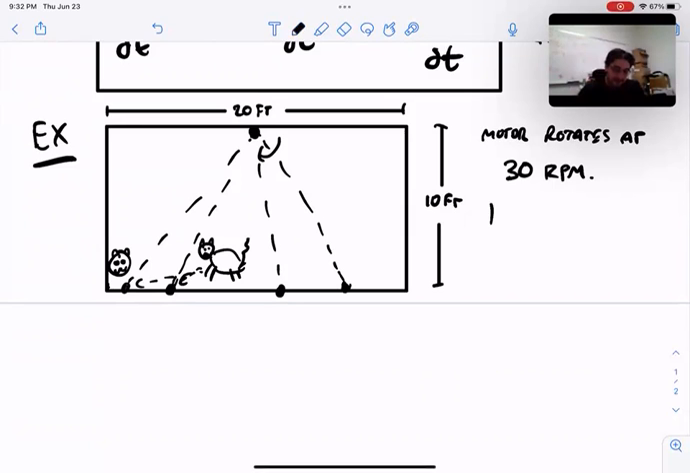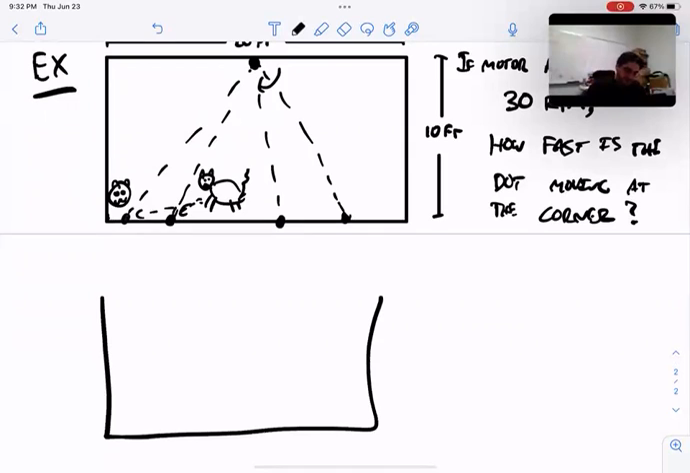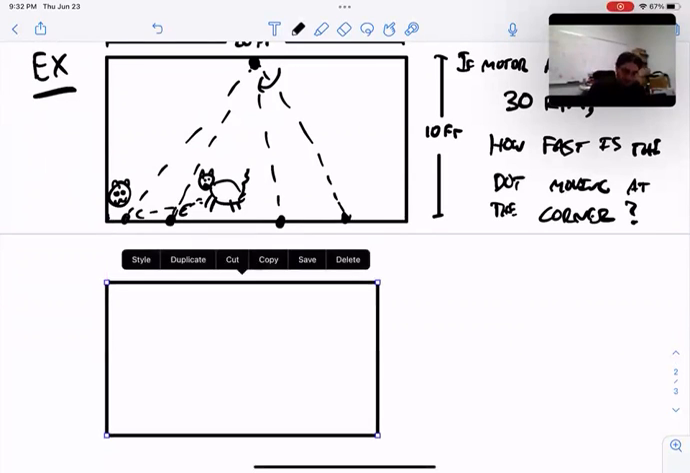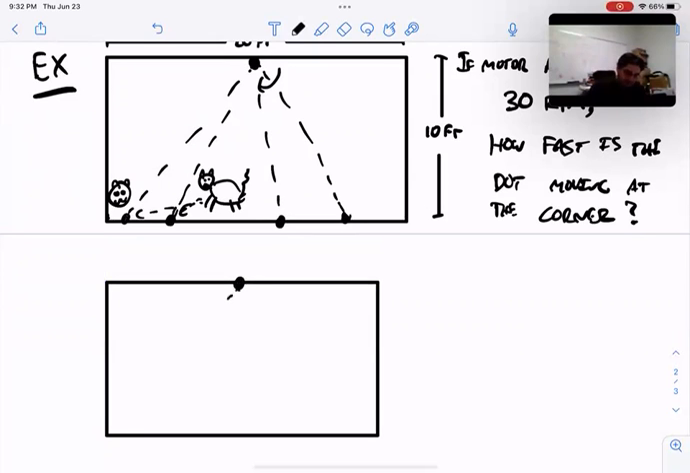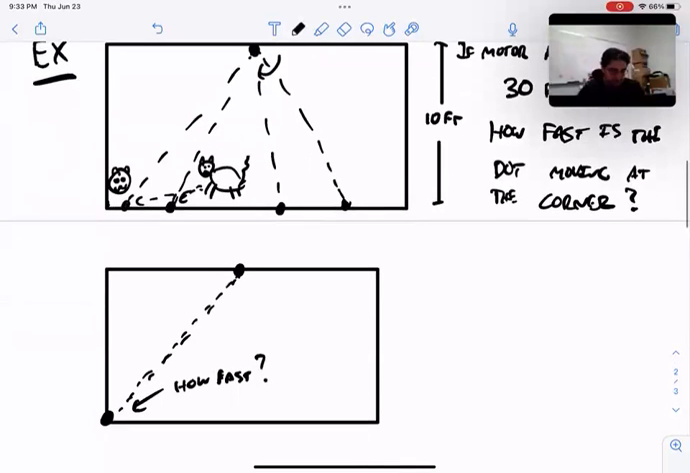So that's what I want to know. If the motor rotates at 30 RPMs, how fast is the dot moving when it reaches that corner? So I want to know right here, when the laser reaches that corner, how fast is it moving? That's the question. So at that moment in time, how fast? That's our question here.